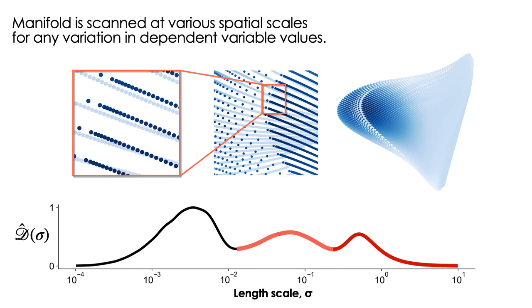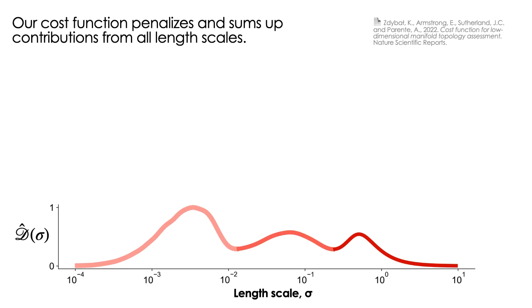And I can basically keep going. I can scan the manifold at even smaller length scales. If I still see some variation at those length scales, then they will manifest themselves as that leftmost peak. So constructing this d hat curve is the first step towards building our cost function, and then there are two more ingredients.